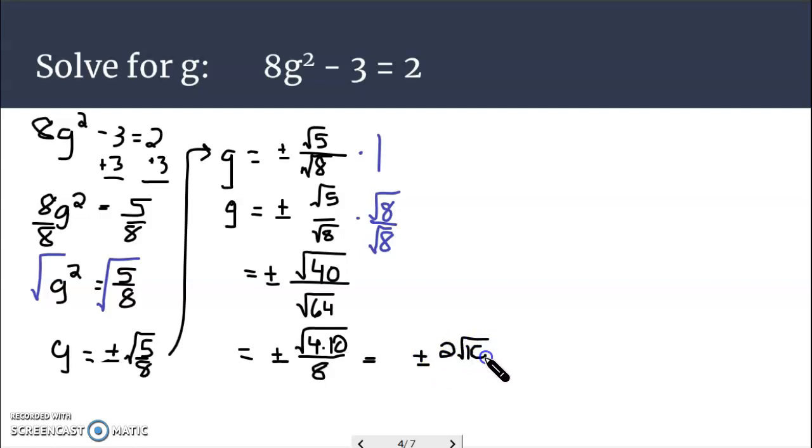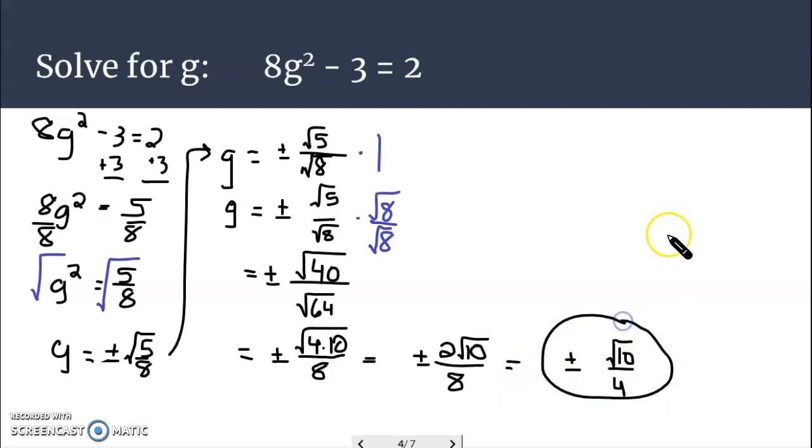And I have 2 square root of 10 over 8. And then the 2 over 8 can reduce to 1 over 4. Not having to write the 1, I end up with square root of 10 over 4. So, two answers to what g equals: plus or minus square root of 10 over 4. This is the simplified version of the answer.